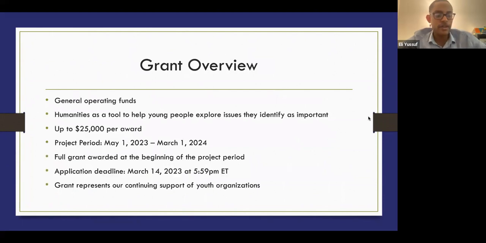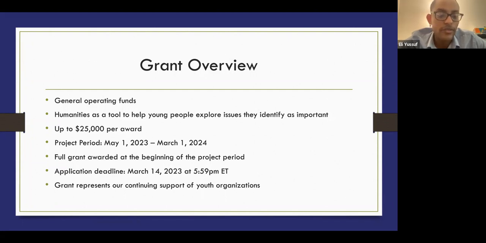So part of that grant making includes the Youth in the Humanities grant. So here's an overview of the major pieces of information. This grant is intended for general operating expenses, so it's really able to be used for almost anything the organization sees fit. Now, which expenditures are allowed and not allowed will be covered later on. But just keep in mind, this grant is truly our general operating expense grant.